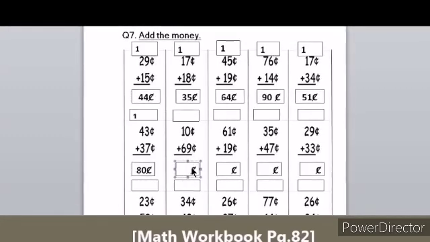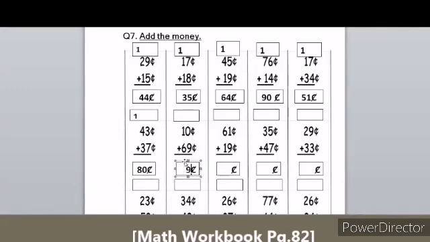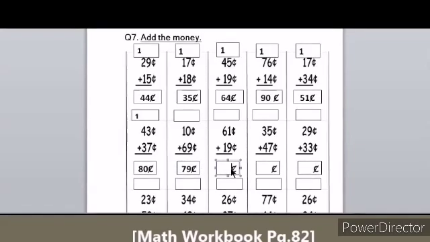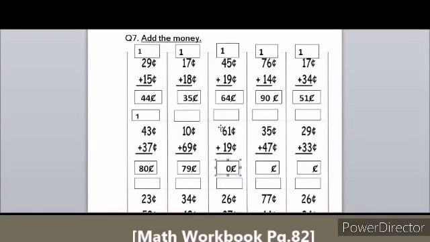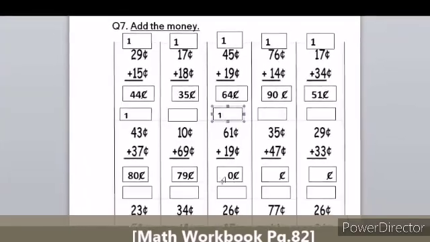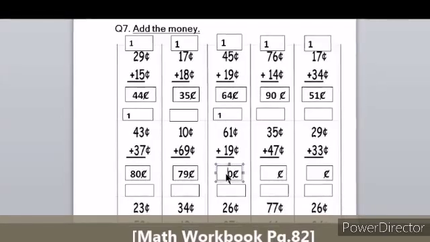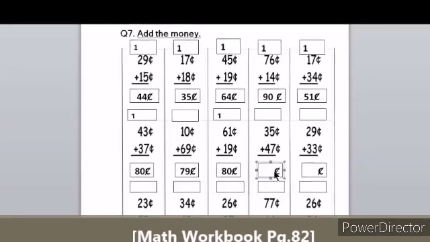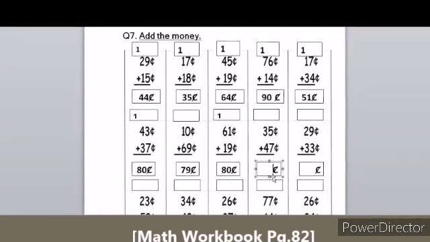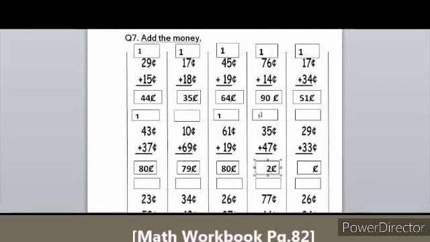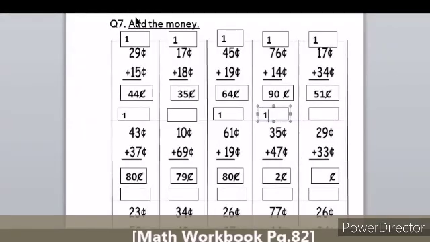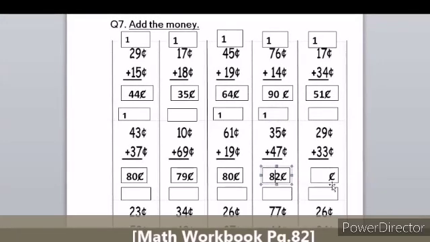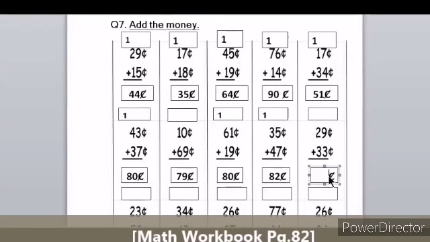Then 0 plus 9 is 9. Anything plus 0 is the same number. Then 1 plus 6 is 7. So this is 79 cents. No regrouping here. Now see this. 1 plus 9 is 0. So 0 you will write down and 1 on the top. Then 1 plus 6 plus 1 is 8. 80 cents. 5 plus 7 is 12. 7 in mind. 5 in fingers. 12. 2 you will write here and 1 on the top. So 1 plus 3 plus 4 is 8 again. So answer is 82 cents.